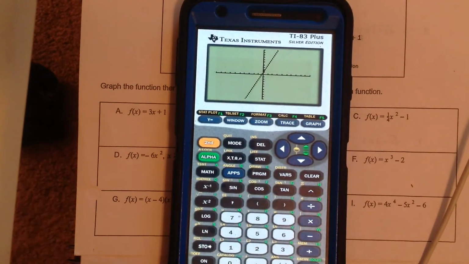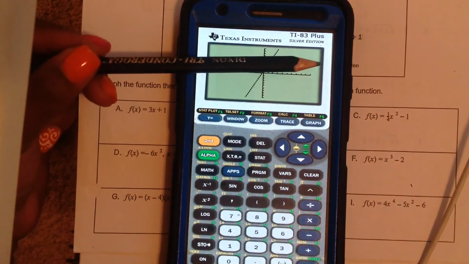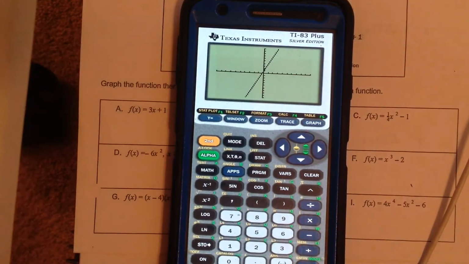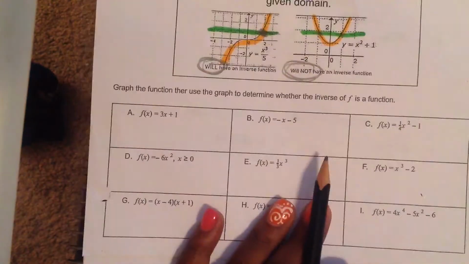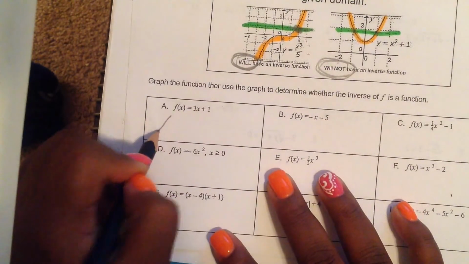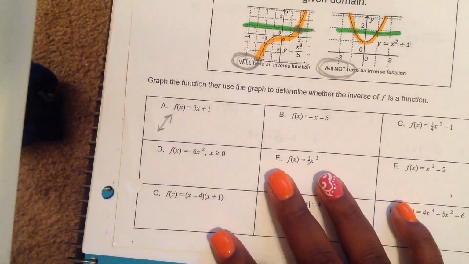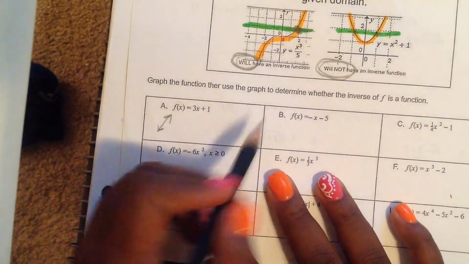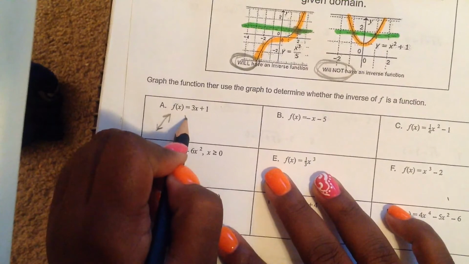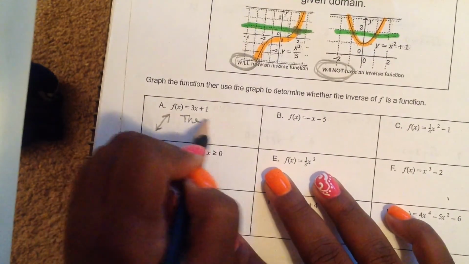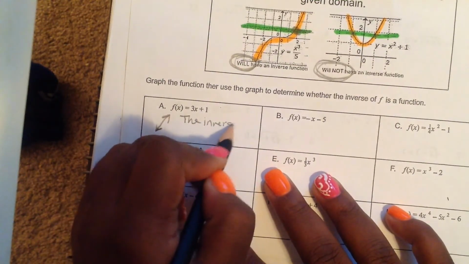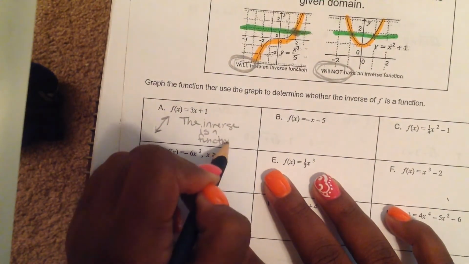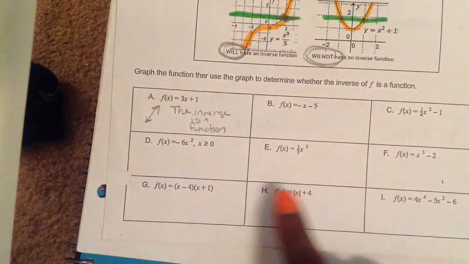When we graph it, we end up with this line. With this line, if I have a vertical line, no matter where I put it, it's only ever going to cross at one spot. Once we graph the function, just sketch it right here so you know what it is supposed to look like. It doesn't have to be great. That's all I'm really asking for. To determine whether or not the inverse is a function, we would say the inverse is a function. And you're going to continue to do that for all the other problems.